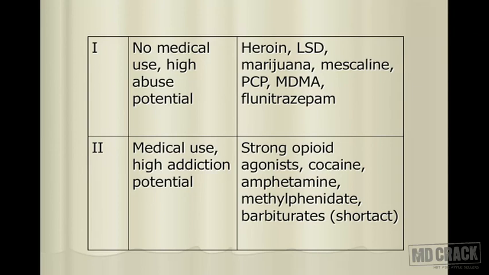Schedule 1, as you see on this slide, includes the drugs which have no medical use and there's very high abuse potential. That's heroin, LSD, marijuana, mescaline, PCP, MDMA and flunitrazepam. All this, no medical use and there's high abuse potential. The Schedule 2 includes the drugs which have some medical use but there is high addiction potential, and these include strong opioid agonist, includes cocaine, amphetamine, methylphenidate, and also includes short-acting barbiturates.